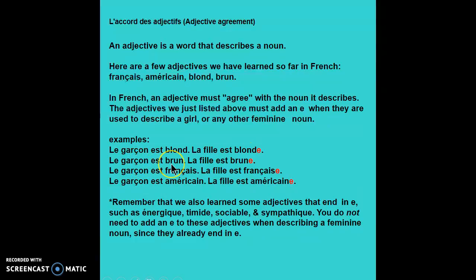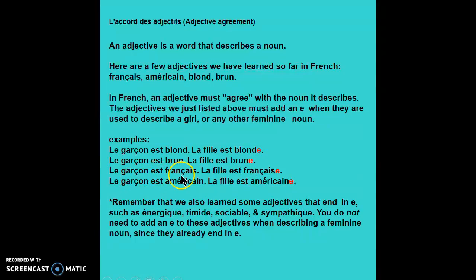Le garçon est brun. So in English, we typically use the word brunette to describe females, but that's a good translation here. If we were going to make a sentence about a boy in English, we might say he has brown hair rather than saying he's a brunette, but basically that's what we're saying. Le garçon est brun, la fille est brune. So notice how here I have brun and here I have brune. So that E does change the pronunciation.